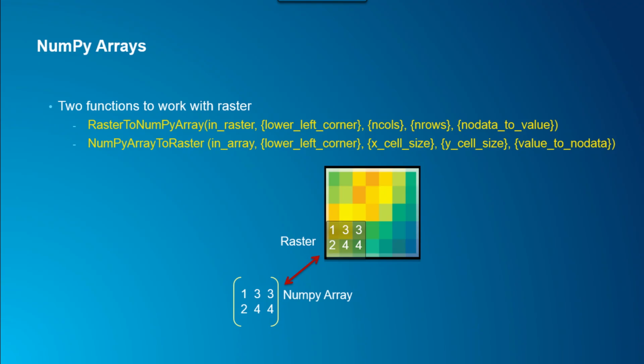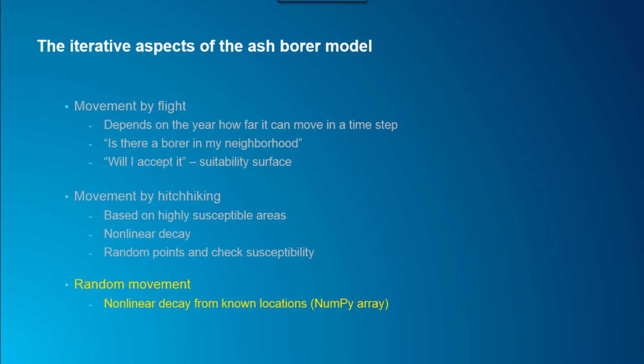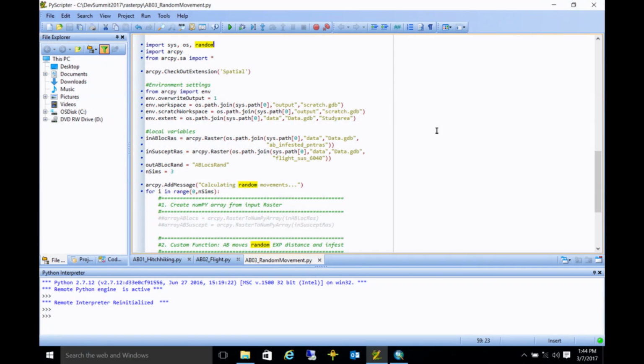On the other side, when you go from NumPy array to raster, your input is of course an array, and then again all the other things are optional, right? So once you do that, you can do your operation and you can do some fancy stuff, and Liz will show you how to do a fancy stuff here.